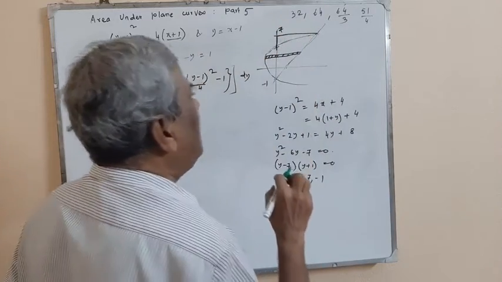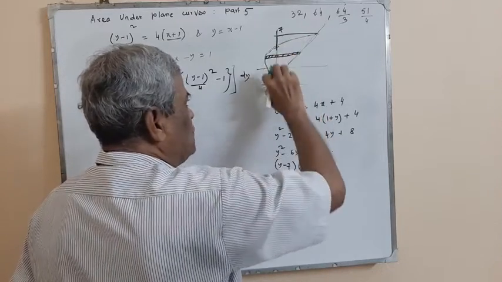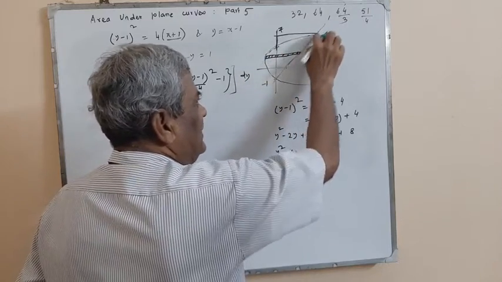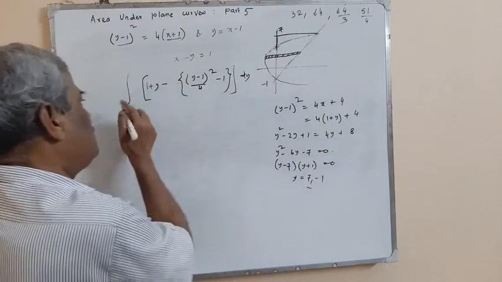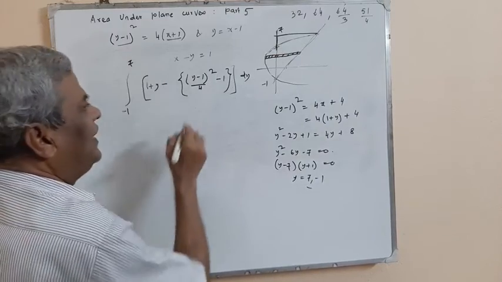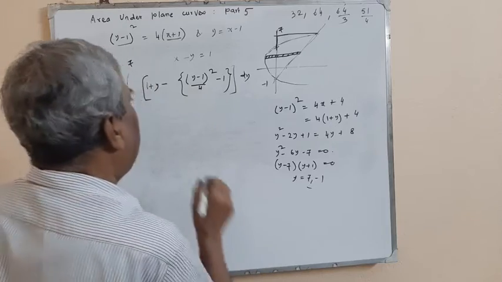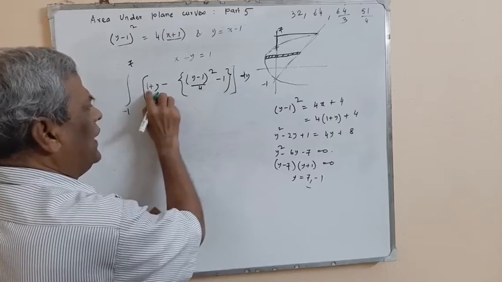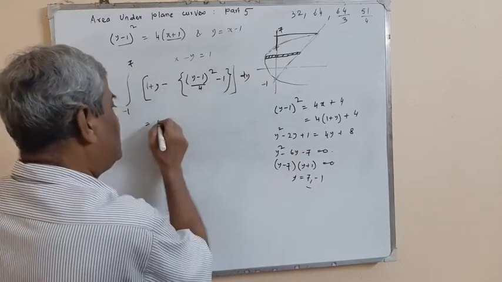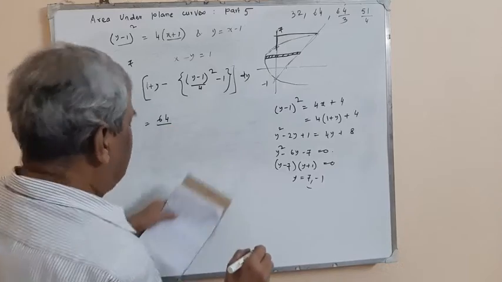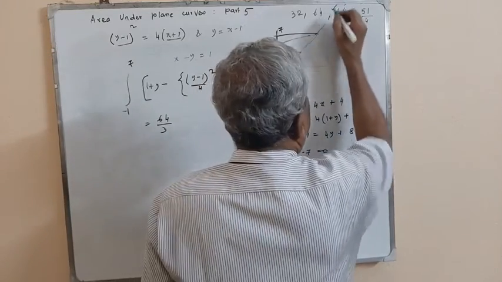So now we have to expand this stripe, with this end along the curve and this end along the straight line. Then we can obtain the whole area. So this is from minus 1 to 7, and we have to integrate this. Integration is very simple, very easily you can do that. After integrating it and putting the limits, the answer will be 64 by 3. So this one will be the correct answer.